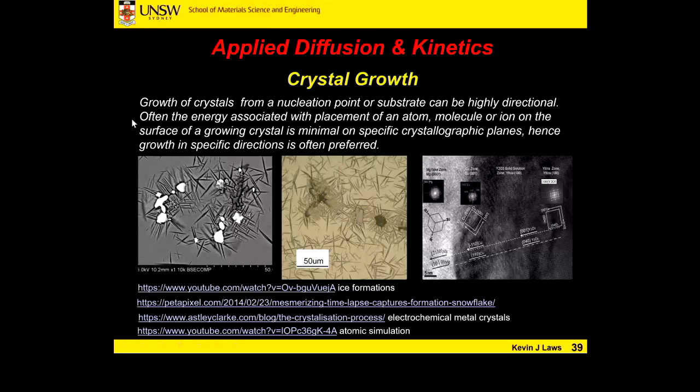The key here is often the energy associated with the placement of an atom, or molecule, on the surface of something that's starting to grow is minimal on a specific crystallographic plane. If we think about our crystal structures, hopefully you've learned a little bit about your FCC and HCP and BCC structures, each of those structures have crystallographic close-packed planes. BCC is a little bit hokey, but the atoms are essentially closer together. So adding to a particular surface, for example, a close-packed plane, is easier than a non-close-packed plane. Hence, crystals like to grow in specific directions related to those particular planes.